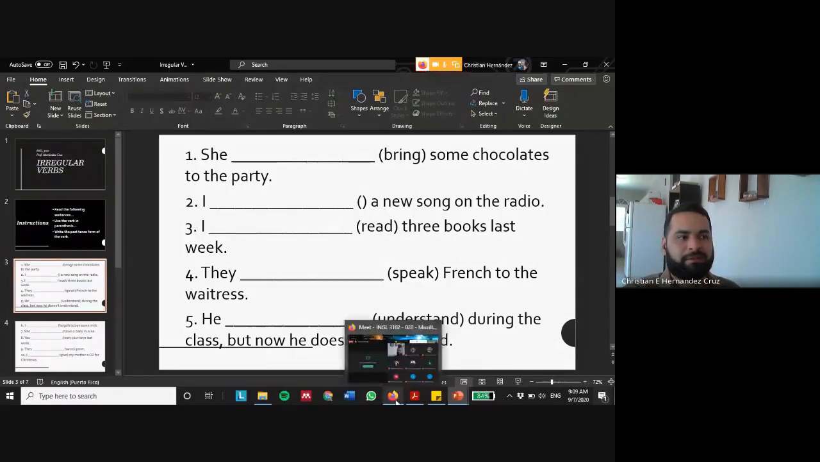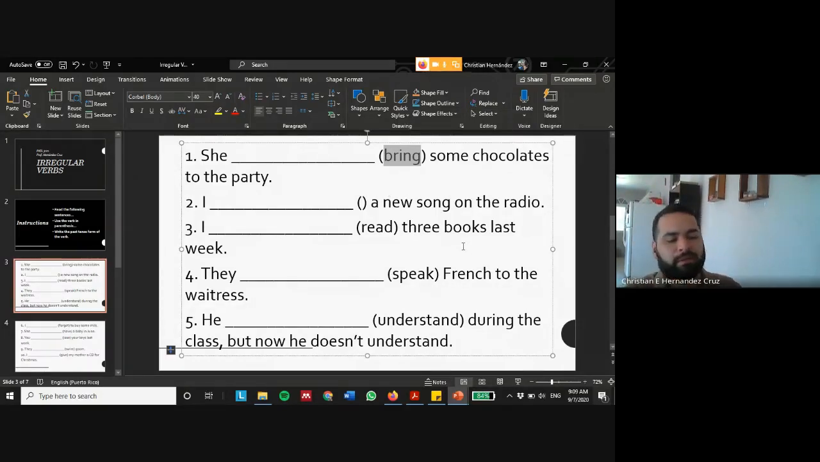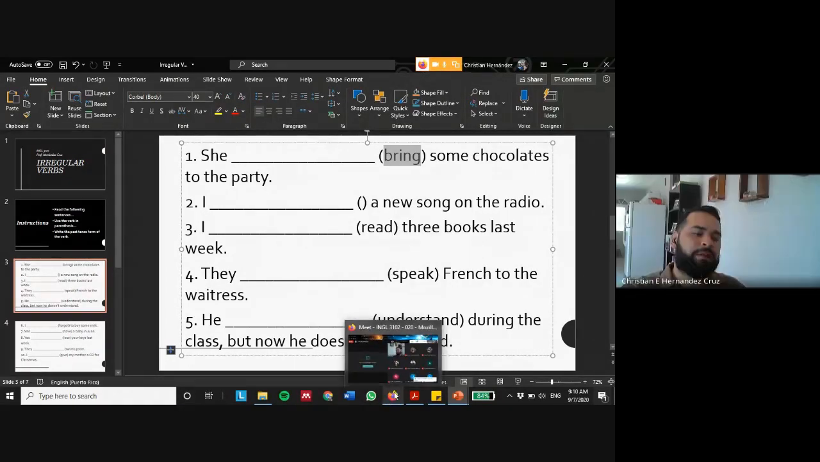I'm assuming you guys can see the presentation. So we have, she bring some chocolates to the party. We're going to take this verb "bring" and we're going to put it in the past tense. Okay. Remember that the irregular verbs list is on page 32 of your book. If you don't have the book, let me know and I can send you some PDFs of the book that I have. So how do we conjugate "bring" into the past? You can either turn on your microphones or write in the chat.